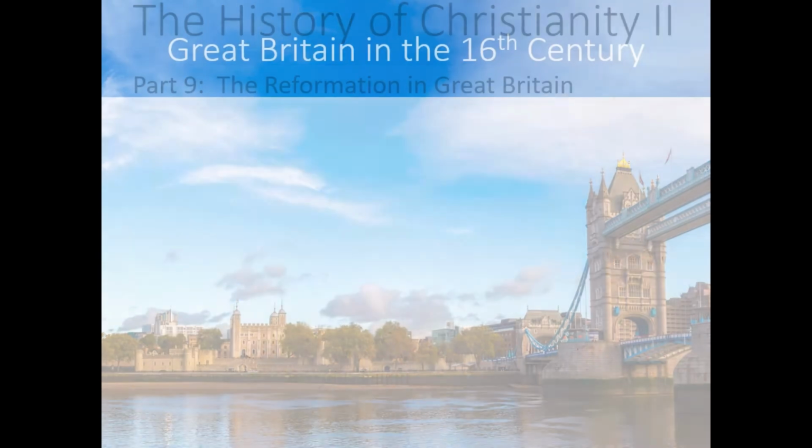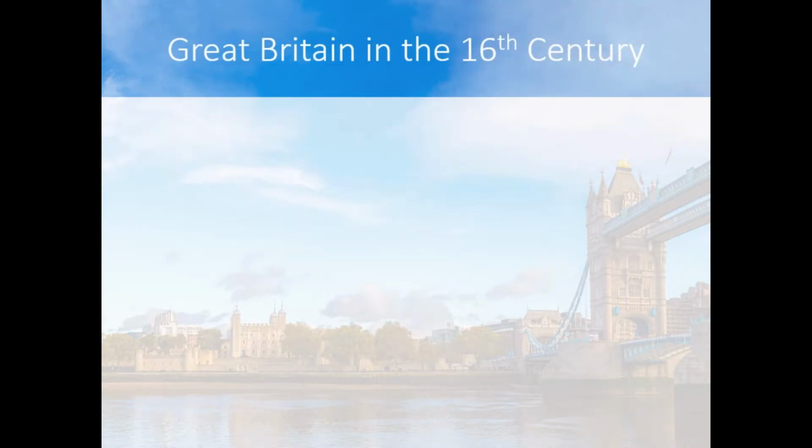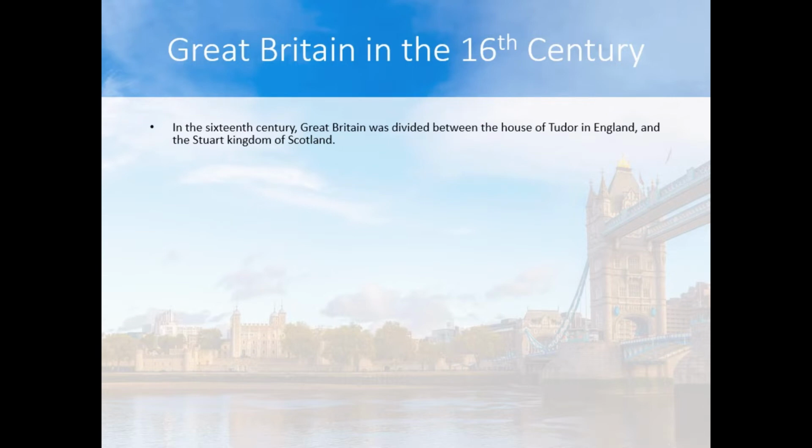And we start by looking at what was going on in Great Britain during the 16th century. In the 16th century, Great Britain was divided between the House of Tudor in England and the Stuart Kingdom of Scotland. So today we're going to talk about the English part of this. We'll do Scotland next week. Scotland was an ally of France and England was an ally of Spain.